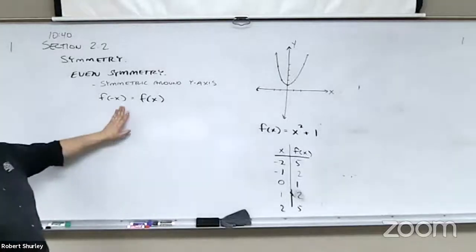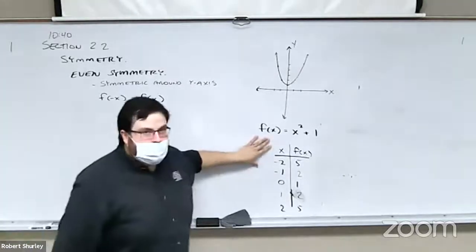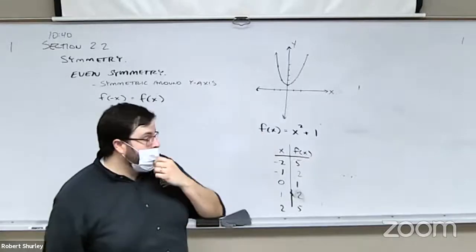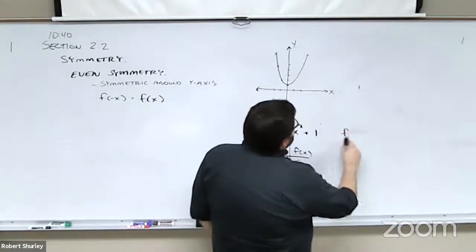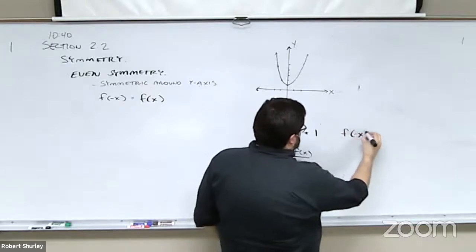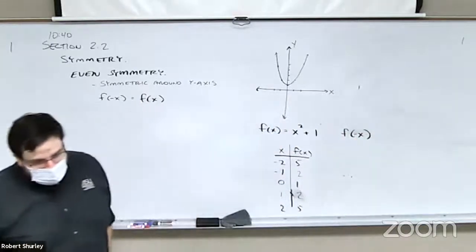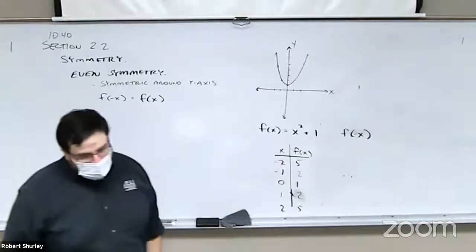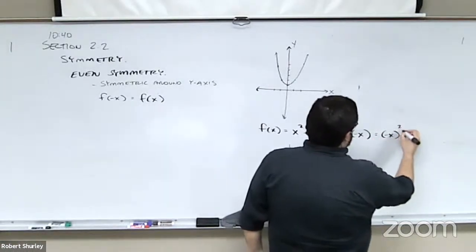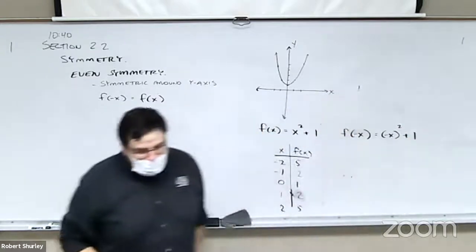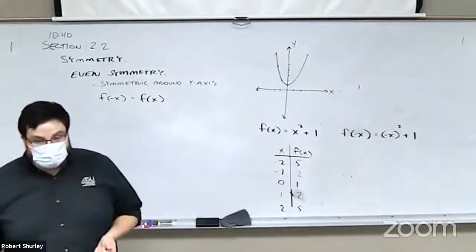Okay, so how do we show this? Well, let's look at this example to show how this occurs. Well, if I plug in f, can you guys see that? Yeah. f of negative x to this function, I would get negative x squared plus 1, right? I'm just popping in negative x into the function.